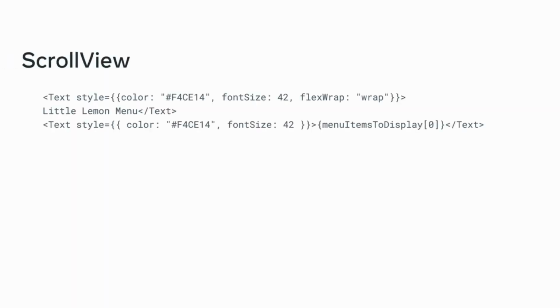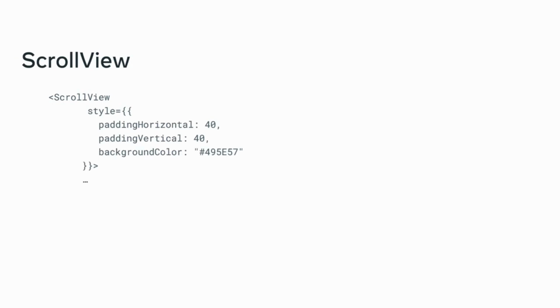Next, I'm going to render our text component, which is inside the scroll view. It is going to render the large array of text that I have just defined in menu items to display. Just like the other components that you have worked with so far, the scroll view component also takes in props. For this scroll view, I'll pass in the style prop to change the appearance. Specifically, I'll adjust the padding and give it a green background color.